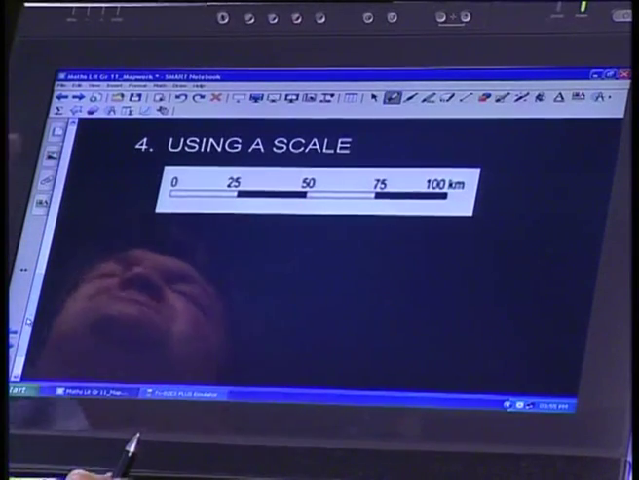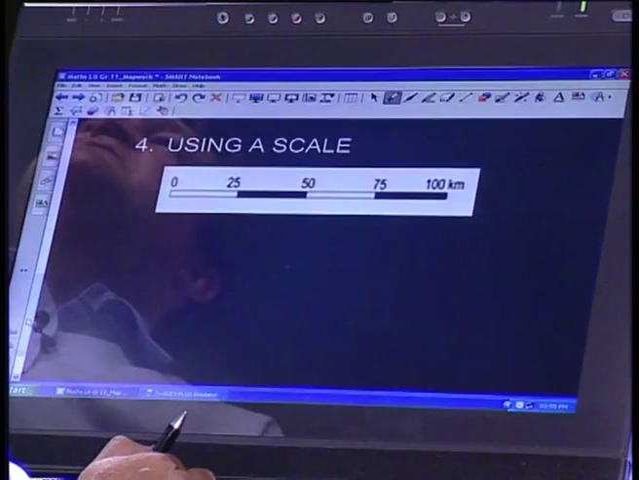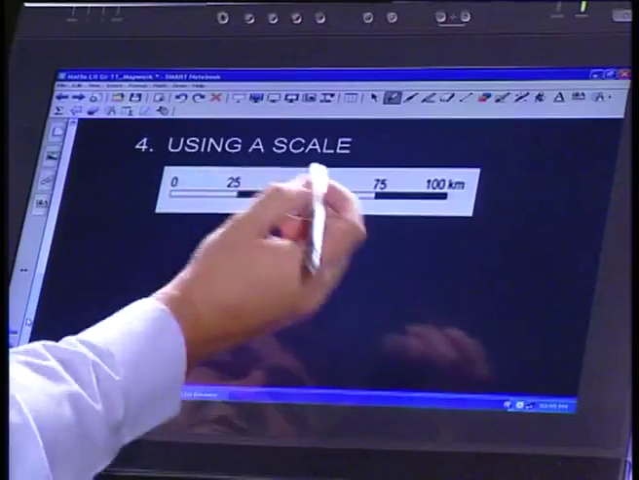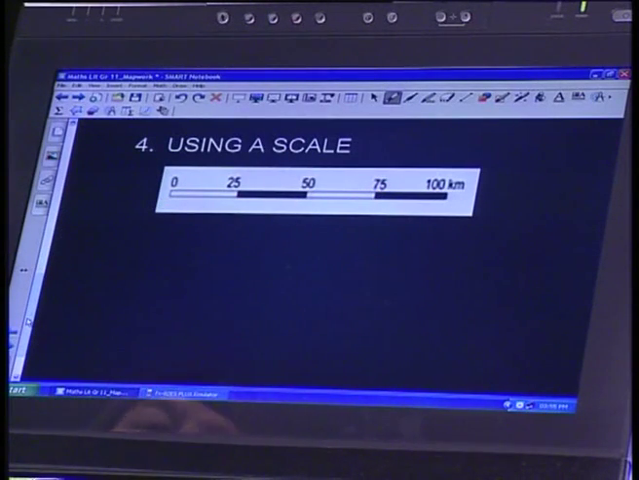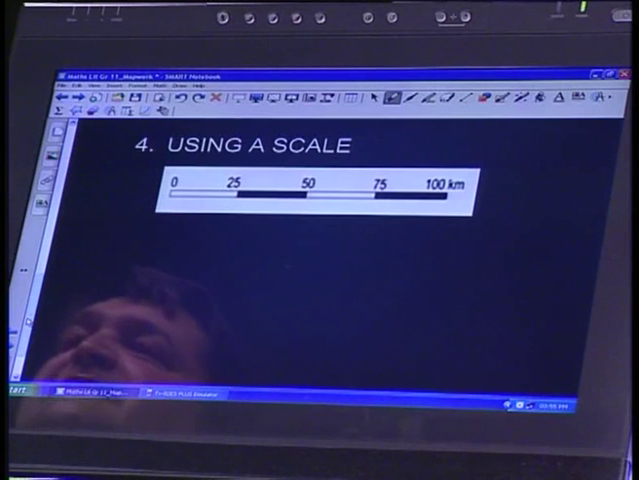Well, the truth is it's not telling us it's 100 Ks. It's actually telling us it represents 100 kilometers. And that's a big difference. There's a difference between representing and the actual size. Here's the actual size. Here is a representation of that size. Okay? So let's have a look. We are saying that this distance is 100 kilometers. Well, what is that distance?